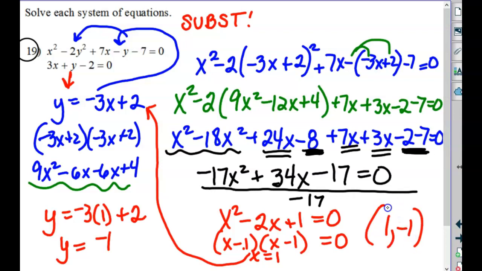Okay, then you could grab your calculator and type it back in this first equation to make sure it worked. If I put a 1 in, I'd have 1 minus 2 times negative 1 squared. Well, negative 1 squared would become 1, so that would be minus 2. Plus 7 times 1 minus negative 1 would be plus 1. Minus 7 equals 0. Does that check? Yep. Does check, okay?